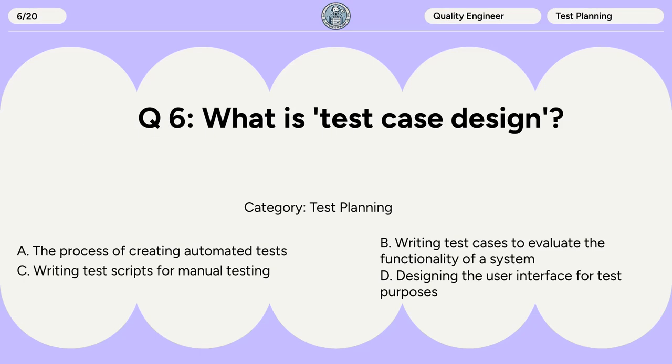Question 6. What is test case design? A. The process of creating automated tests. B. Writing test cases to evaluate the functionality of a system. C. Writing test scripts for manual testing. D. Designing the user interface for test purposes.